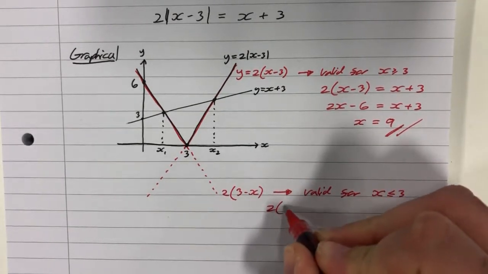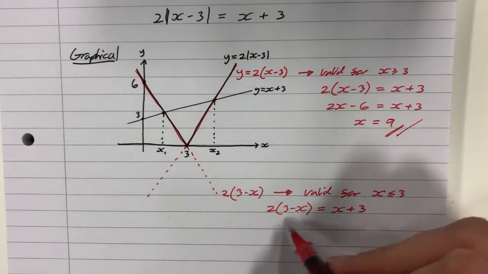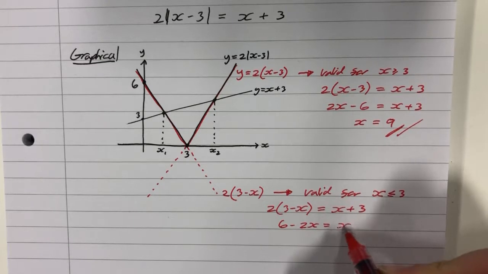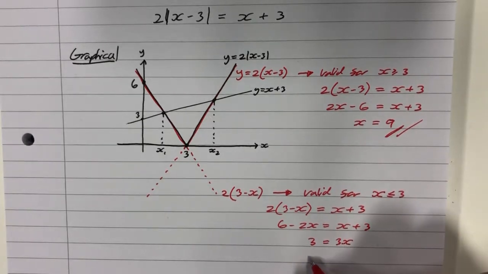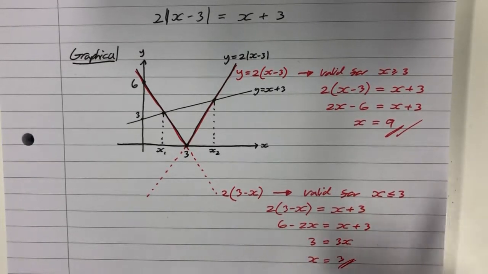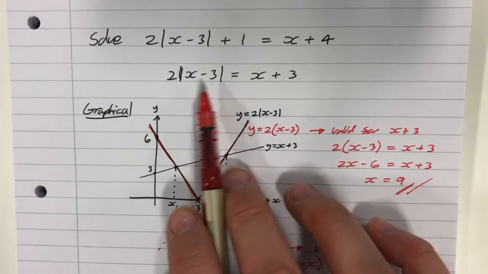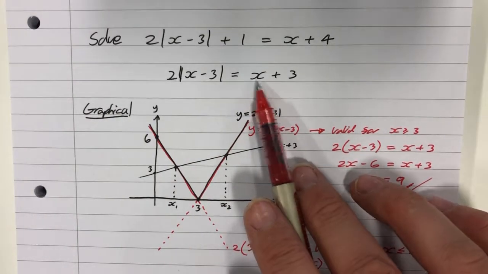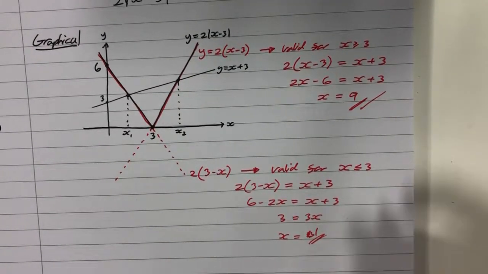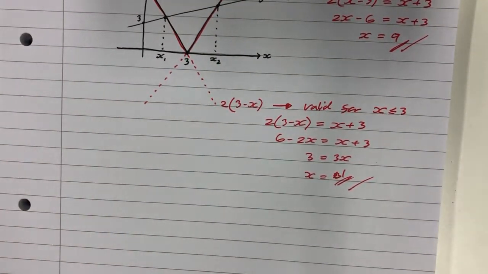So we have 2 into 3 minus x equals x plus 3. So 6 minus 2x equals x plus 3. Subtract 3 from both sides, add 2x to both sides, and I get that x is 3. Sorry, x is 1. And again, we can check that to make sure it works. 1 minus 3 is minus 2. Mod of minus 2 is positive 2. 2 times 2 is 4, so the left-hand side is 4. The right-hand side, plugging x is 1, we get 1 plus 3 is 4. So x is 1 is also a solution to the equation. Okay, that confirms your answers. And you can stop there.